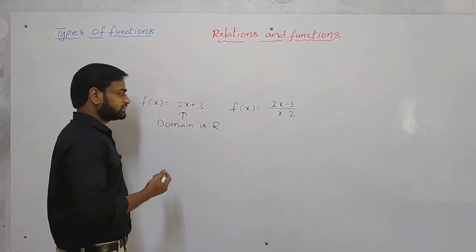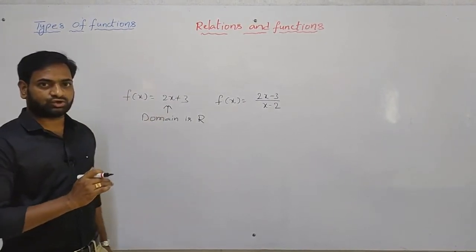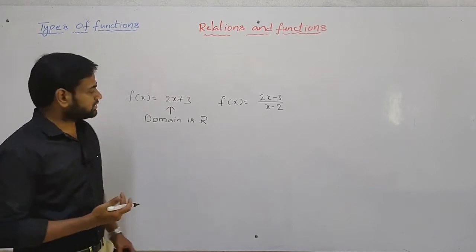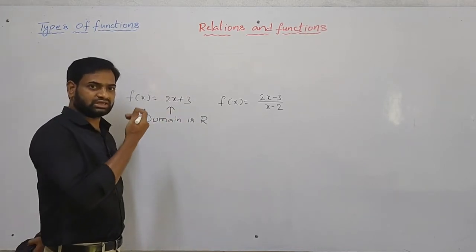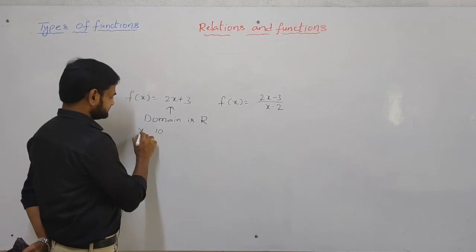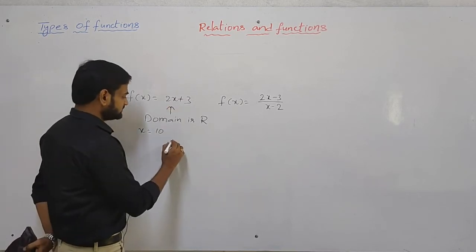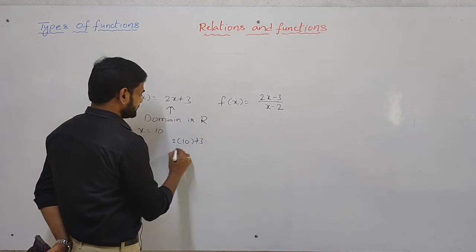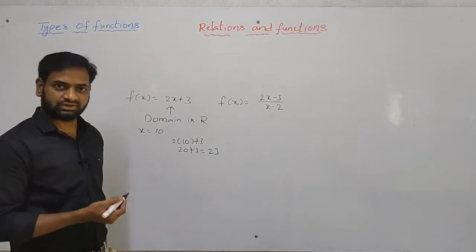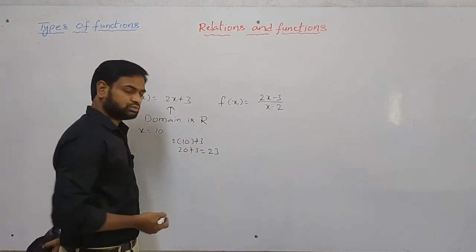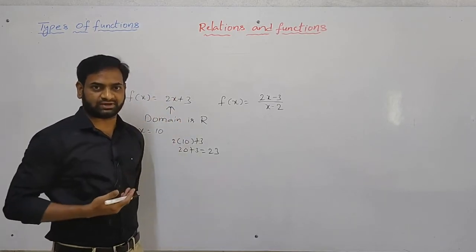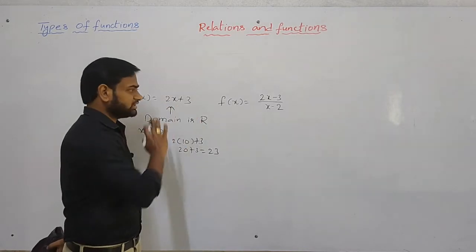How is it so? I said domain means definable values, where the function is going to be defined. You choose any value here. Suppose we take x value as 10. Substitute here, that is 2 into 10 plus 3. So 20 plus 3, that is 23. It is a definable value. So you can take any value. If you take any value, it is always going to be defined because there is no denominator.